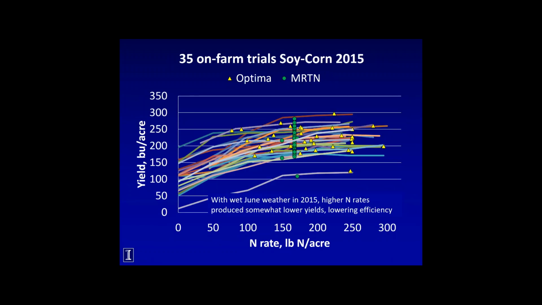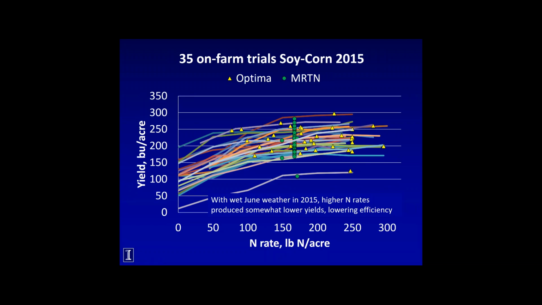This is 2015, just by way of contrast, a very wet June, and now we see most of these triangles, or the actual optimum N rates, are greater than the N rate calculator would have told us. And so a wet year or a dry year in the spring, and we won't argue today whether it's loss of nitrogen or just compromised root systems, I tend to think it's more of the latter. But that's what we see when we get wet spring weather.